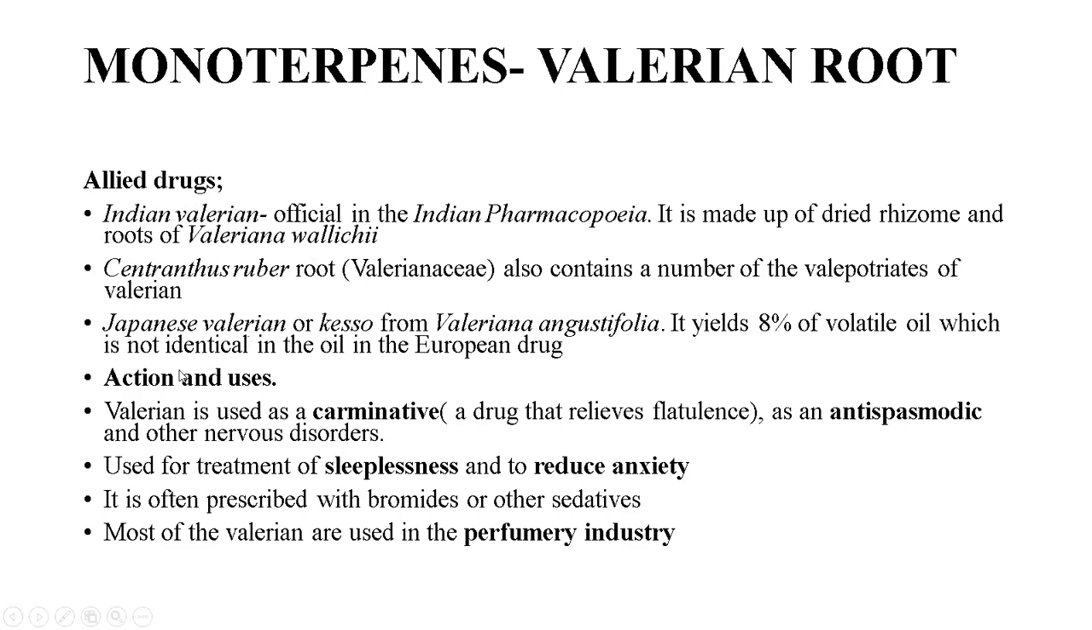So for the action and uses of valerian root, it is used to relieve flatulence. It is used as an antispasmodic and for other nervous disorders. It's mostly used as an antispasmodic, especially when it is hysterical. So it's very strong for that use. It is used in treatment of sleeplessness and to reduce anxiety. It is often prescribed with bromides and other sedatives. Most of them are used in the perfume industry.